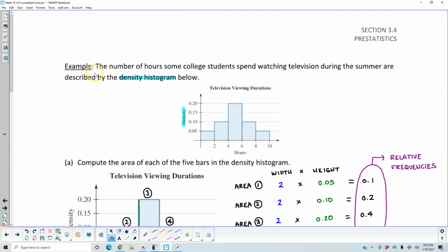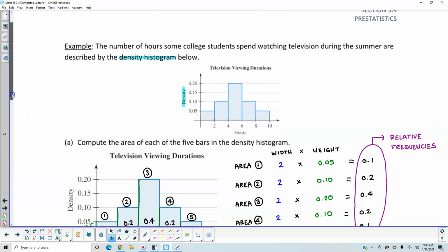Okay, next example. The number of hours some college students spend watching television during the summer are described by the density histogram below. You can see here that the vertical axis is the density. So it's 0.05, 0.10, 0.15, 0.20. And then you can see here that the widths go from 0 to 2, 2 to 4, 4 to 6, 6 to 8, 8 to 10.